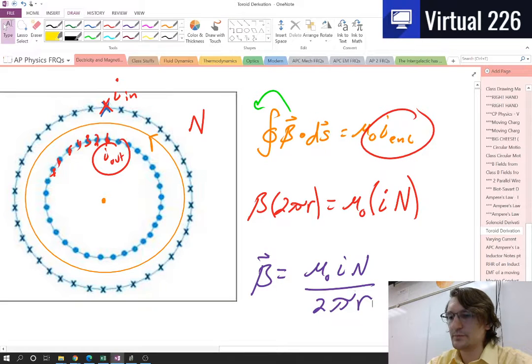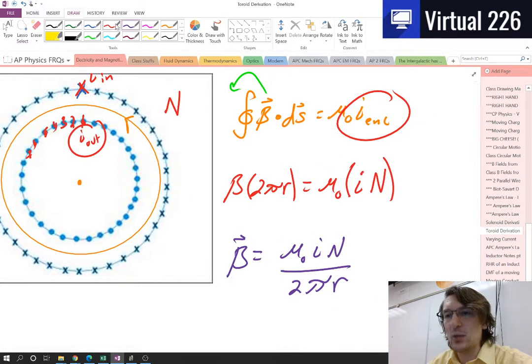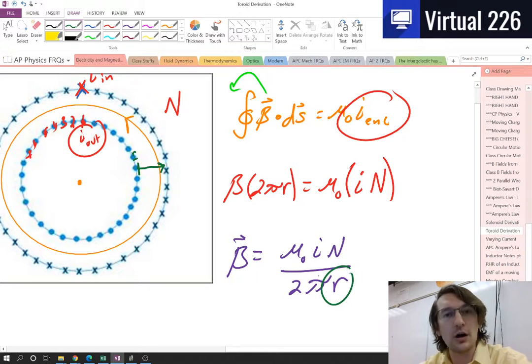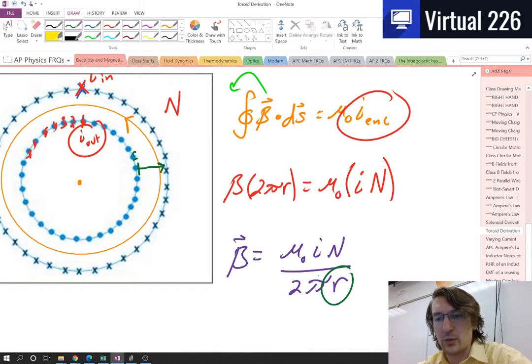And this actually means that when we are close to the center of the toroid right here, we have a very small value of r. We actually have a very large B field, and as we move outward, that B field decreases as a 1 over r value. So it's kind of neat. The B field isn't constant as we move out the toroid. It's actually changing as a 1 over r value.